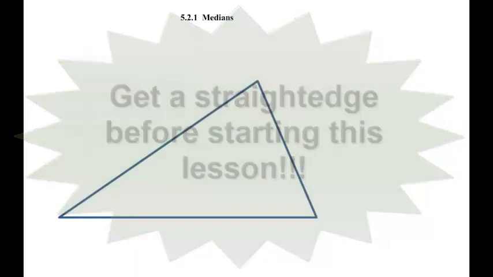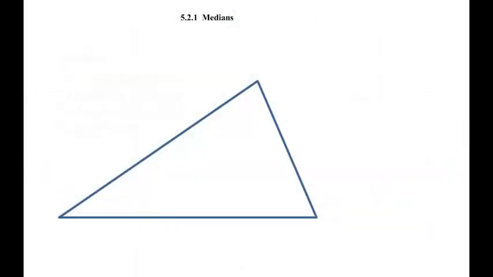Hard to believe that there's even another center of a triangle. This time we're going to see what happens when we draw medians. Now, median is a new word, and so let's define it before we get too far. For a median, you want to go to the midpoint of a side. So we're doing a bisector, but in a special way. We're going to go ahead and do the midpoint of a side.